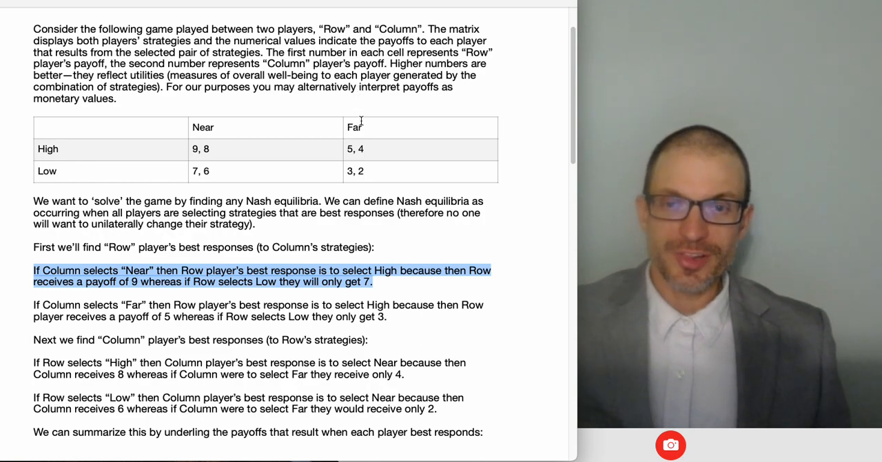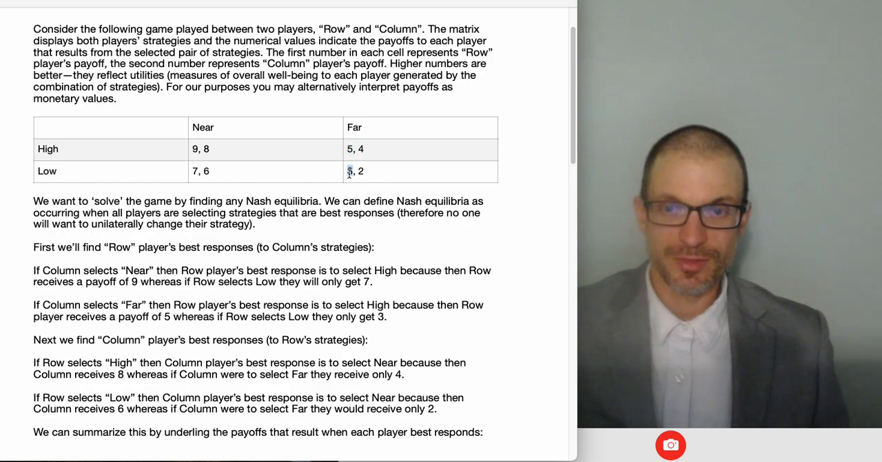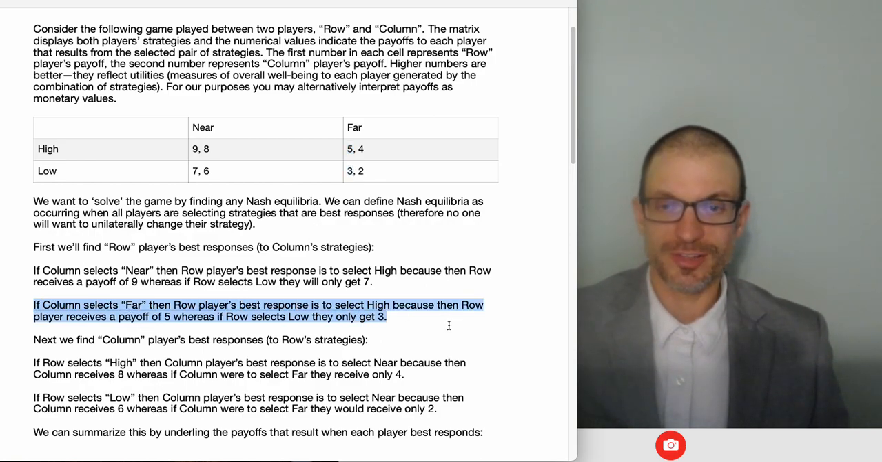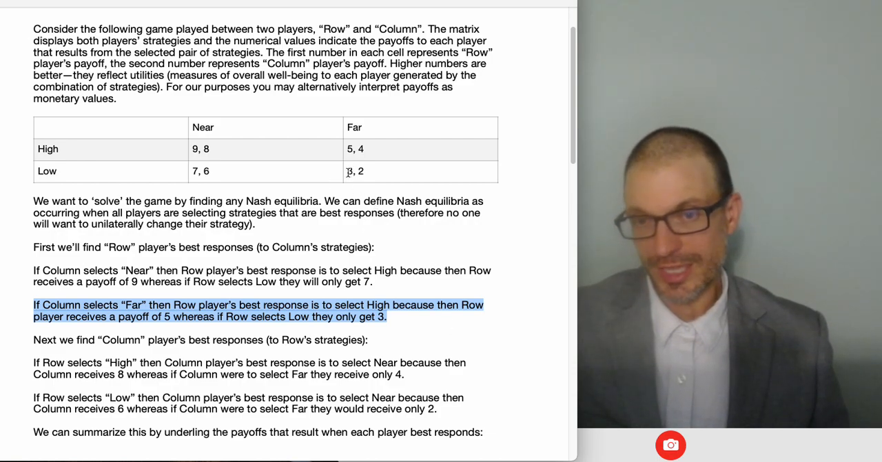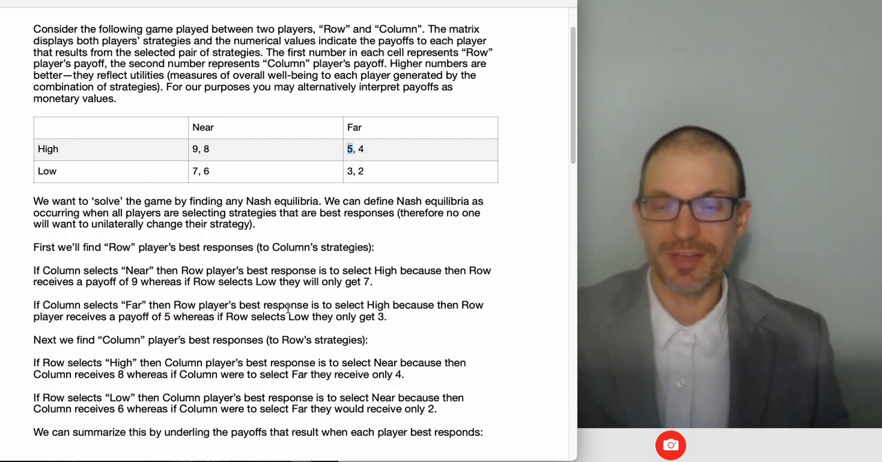If column player selects far, row player also best responds by selecting high, because 5 is bigger than 3. Right? So if column selects far, row player's best response is to select high. If they selected low, they get 3, but they want that 5.